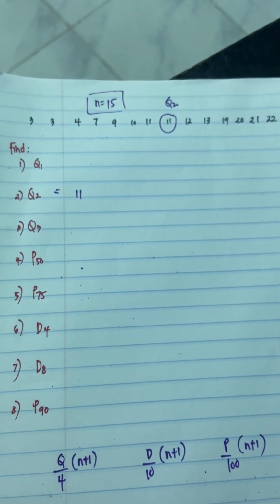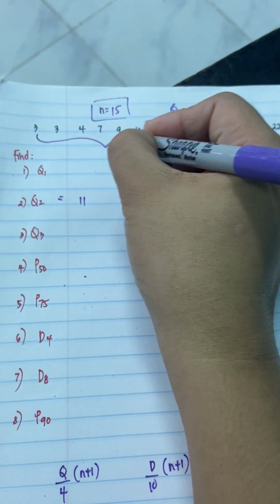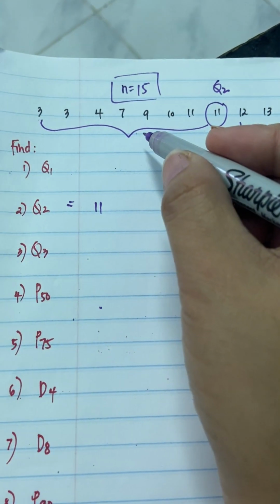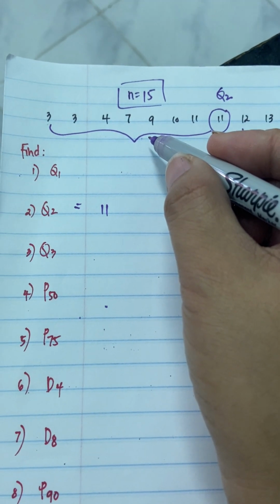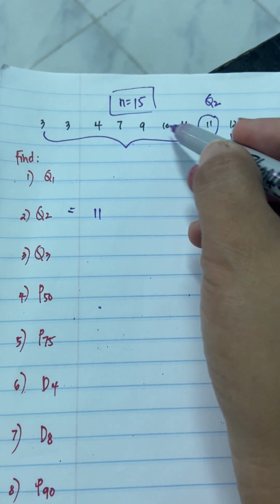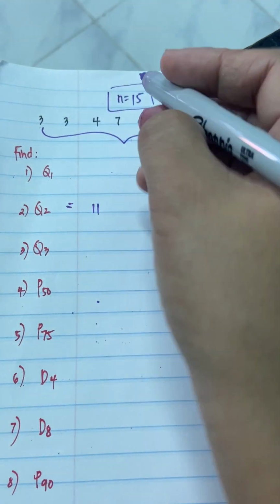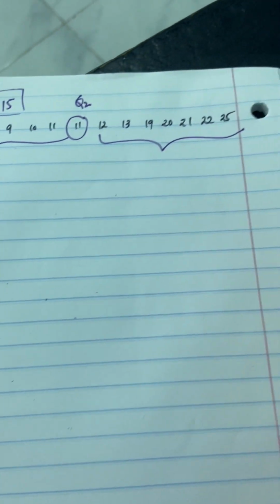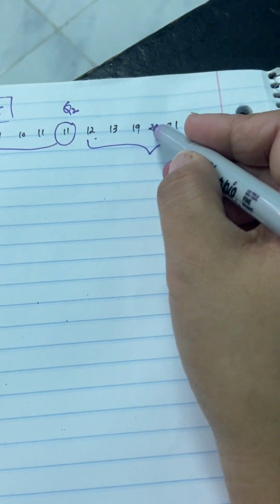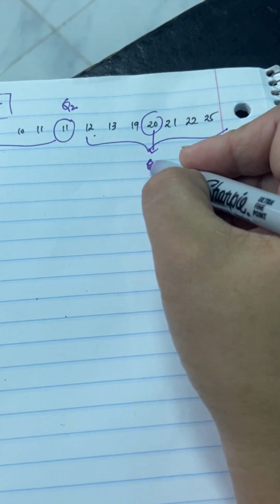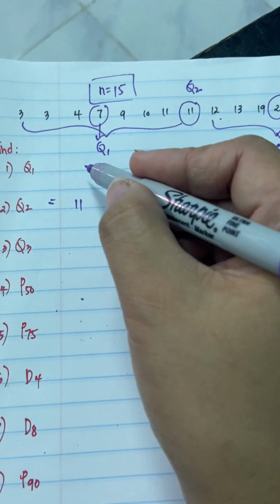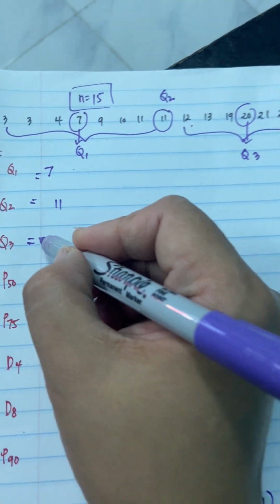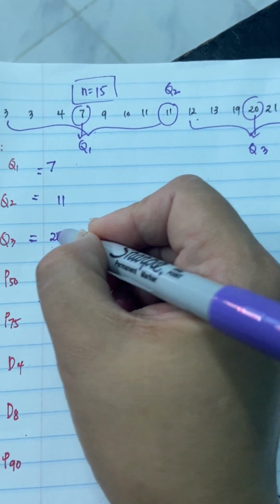Now let's find quartile 1. So we have the first half and the second half, right? For the first half, do we have a middle number? 1, 2, 3, 4, 5, 6, 7. Yes, 7 is our middle number, so that's your quartile 1. Second half, 1, 2, 3, 4. 20 is your middle number, so that is your quartile 3. So quartile 1 is 7, and then quartile 3 is equal to 20.